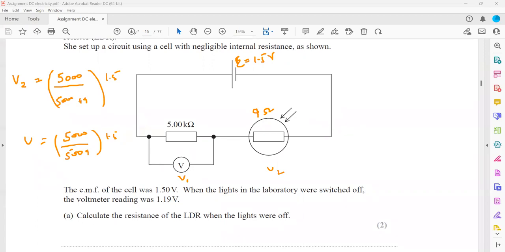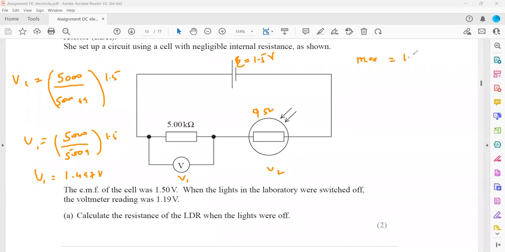If you're finding the voltage, yes, this is V1, not V2, because I said the voltage across the fixed resistor is V1. So what voltage will we get? We'll get about 1.497 volts. So how much has the reading changed if you compare it with the maximum reading on the voltmeter?